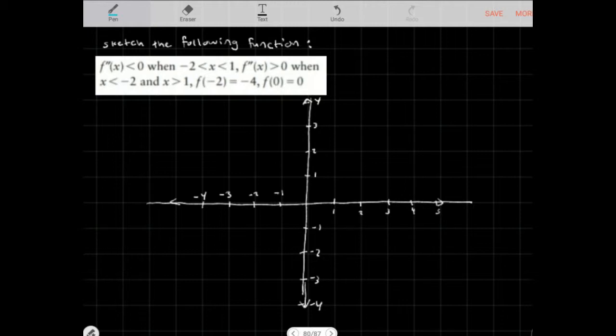So what I want to do here is first, I'm just going to plot some of these points that are given. So f of 0 is 0, so the point here is 0 and 0. The other point here is negative 2 and negative 4. So let's just put that here.